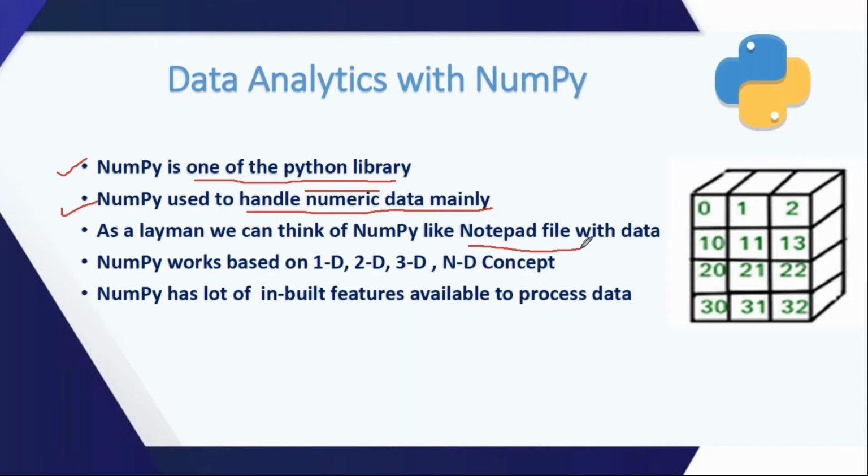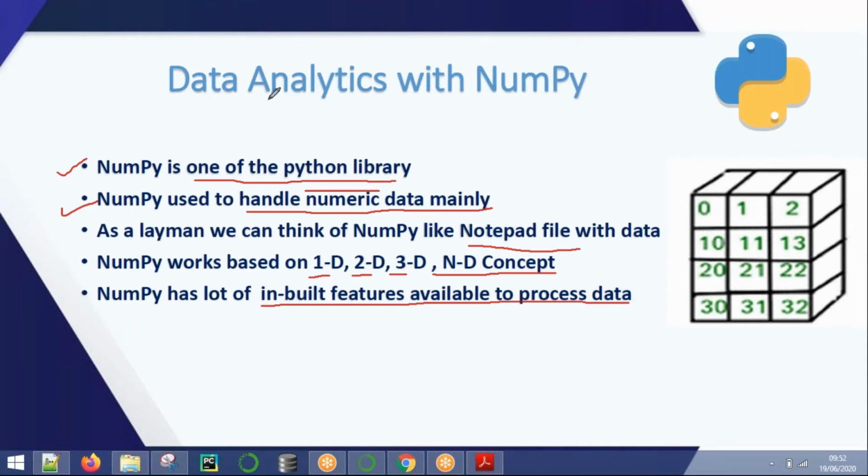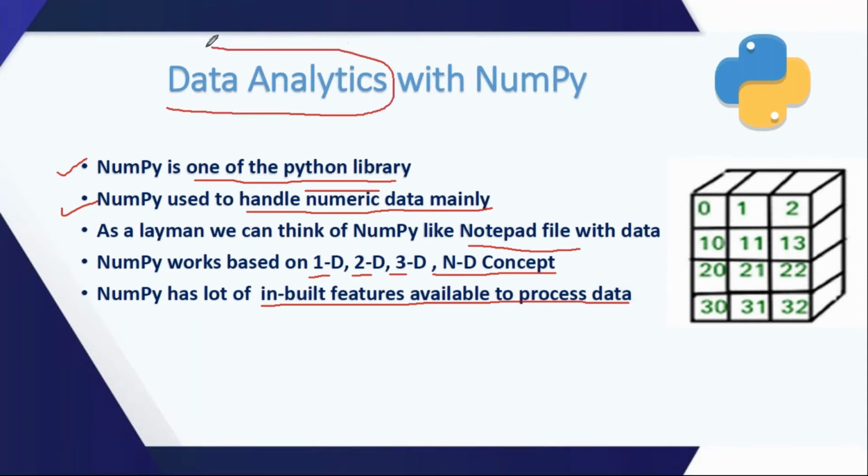The dice in front of you that contains 0, 1, 2, 10, 11, 13, these numbers, that is also an example of it. Now NumPy can have 1D, 2D, 3D, and any number of dimensions of data. Like in this dice, one dimension is width, one is height, one is length, so it is 3D, correct? And NumPy has a lot of inbuilt features available. So one by one, those frequently used features we are going to discuss about NumPy. And NumPy belongs to a particular category in Python, that is a data analytics library in Python.